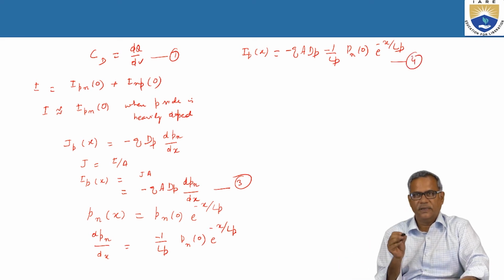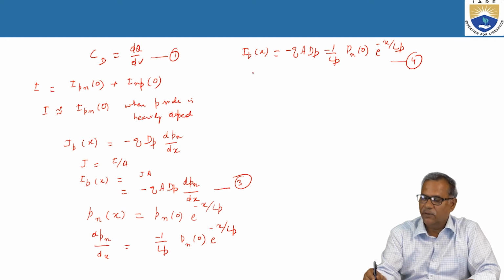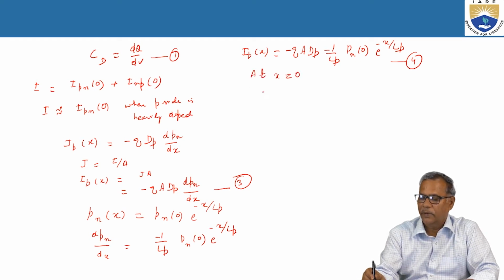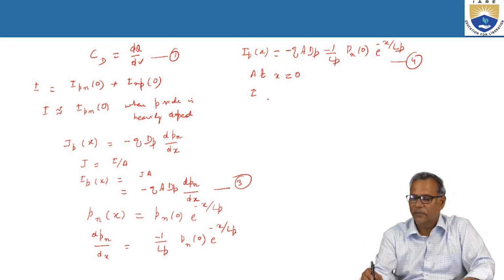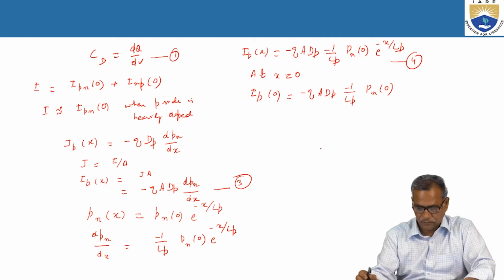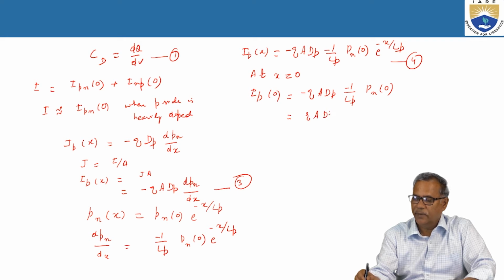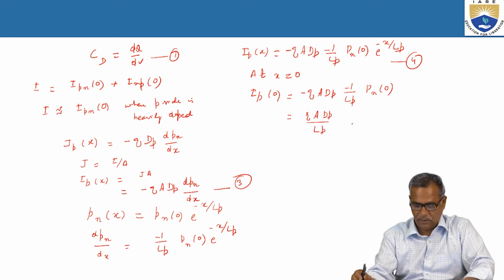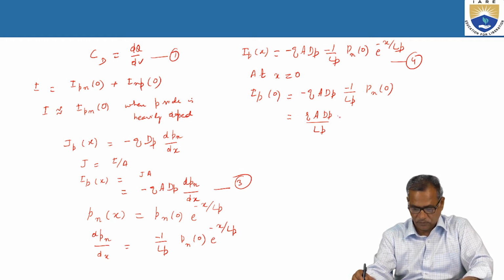Now at the junction x is equal to 0. So at x is equal to 0, IPX becomes IP0. So IP0 is equal to minus QA DP into minus 1 by Lp into Pn0. So this becomes QA DP by Lp into Pn0.